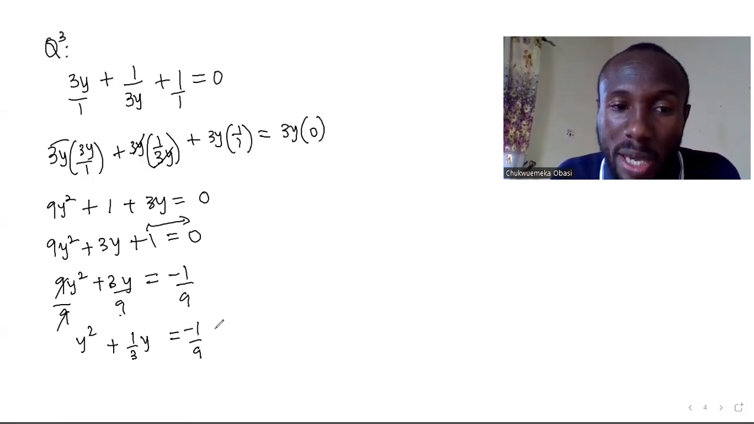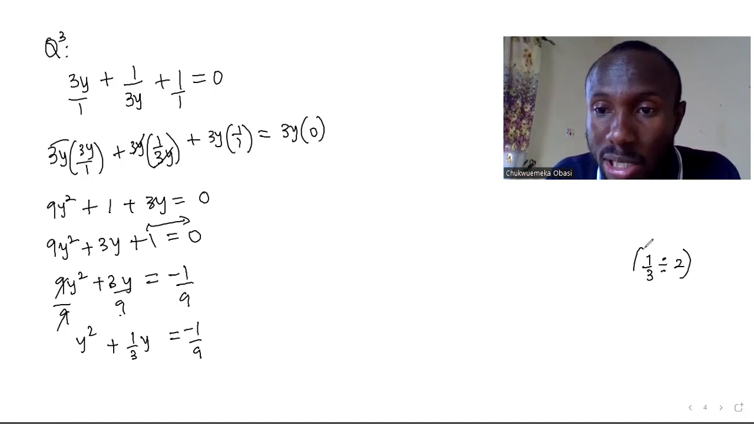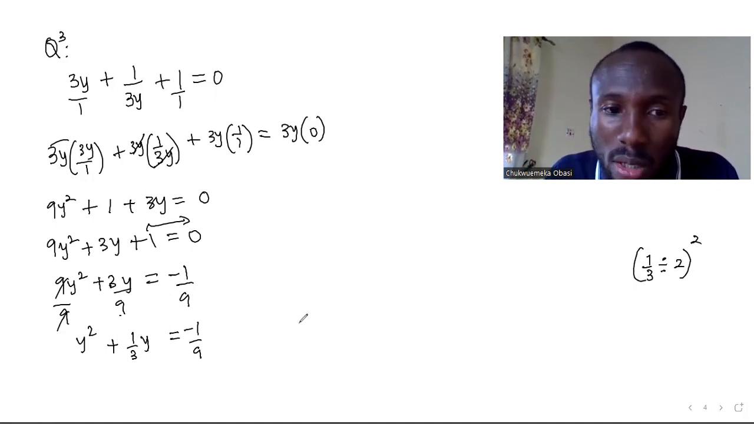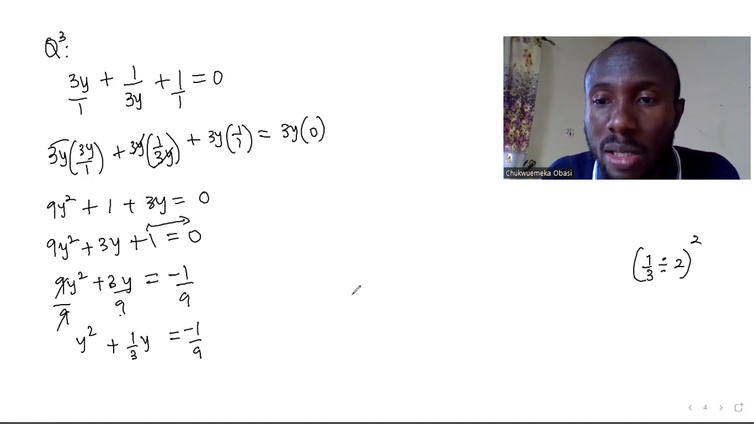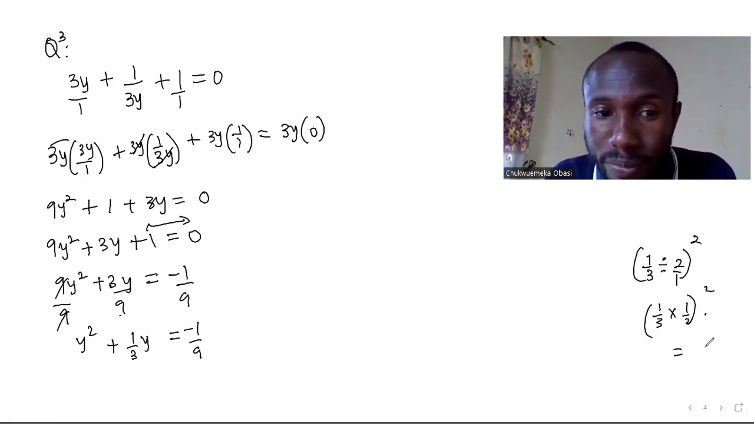Now pick the coefficient of y, which is 1 over 3, divide by 2 and square it. You see, I'm dividing by 2 this way because the coefficient of y is a fraction, okay? That is why. So this is the same as 1 over 3 times 1 over 2, because this is 2 over 1. When you change division to multiplication, these guys will change their position. Then all squared, and that will give me 1 over 6 all squared, right?